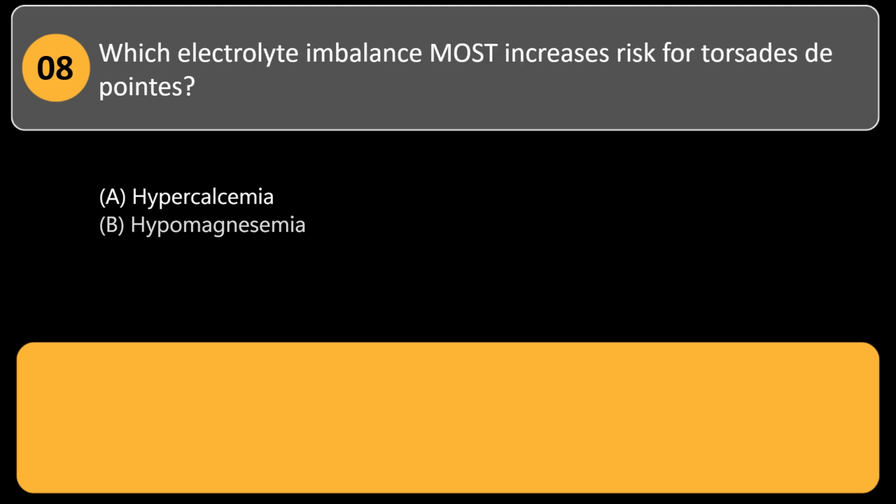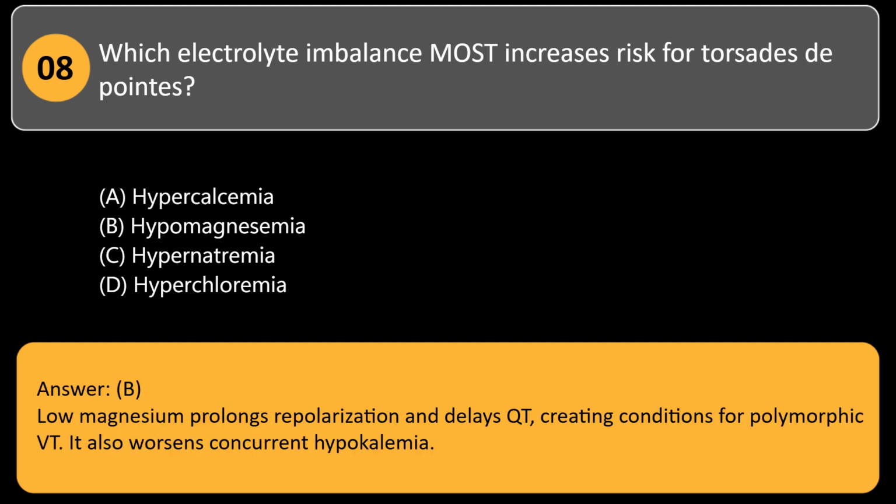Which electrolyte imbalance most increases risk for torsades de pointes? A. Hypercalcemia. B. Hypomagnesemia. C. Hypernatremia. D. Hyperchloremia. Answer B. Low magnesium prolongs repolarization and delays QT, creating conditions for polymorphic VT. It also worsens concurrent hypokalemia.